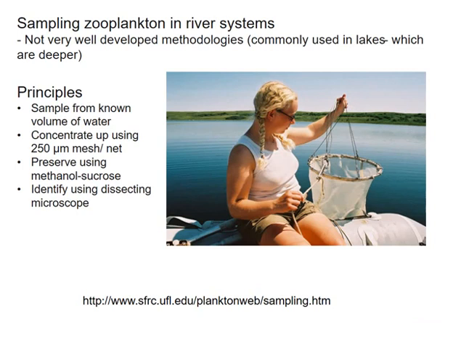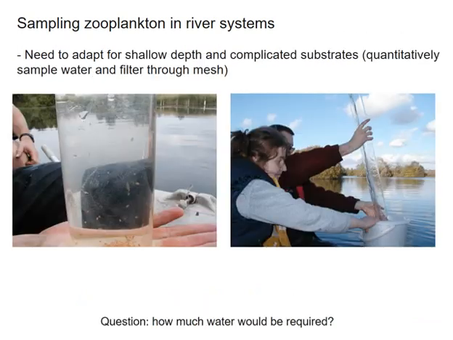That's concentrating it up. The problem you've got in a river, of course, is it's not deep enough to use something like that. You could tow in the river, but that's semi-quantitative, or well, it's qualitative really. So what you could do, I think, is take a known sample volume of water, concentrate it up using a mesh, and then preserve it using methanol sucrose, and then identify it.